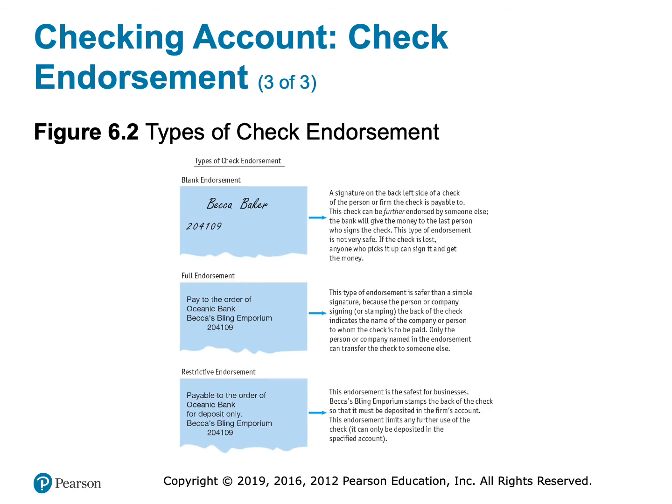So here are some examples again. The blank endorsement is just signing your name. The full endorsement is signing it over to someone else. Again, I wouldn't recommend doing that. And then the restrictive endorsement says, hey, you can only deposit this into my account.